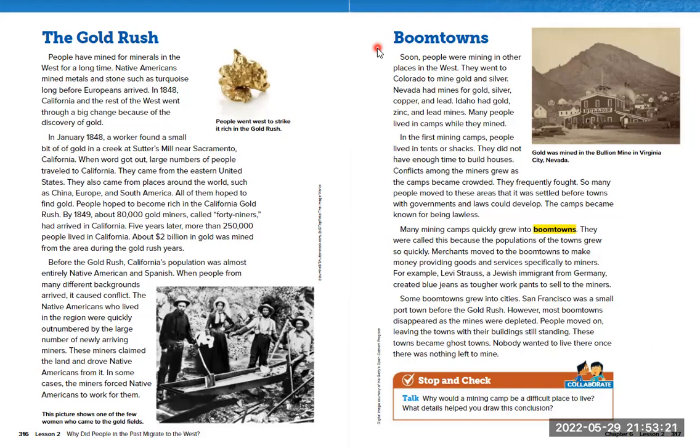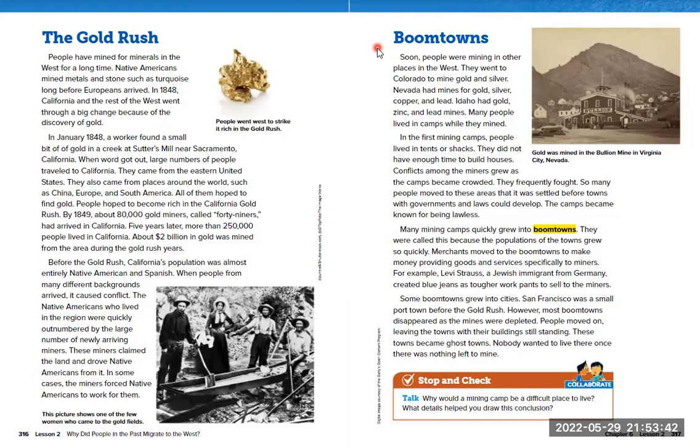Soon, people were mining in other places in the West. They went to Colorado to mine gold and silver. Nevada had mines for gold, silver, copper, and lead. Idaho had gold, zinc, and lead mines. Many people lived in camps while they mined. In the first mining camps, people lived in tents or shacks. They did not have enough time to build houses.